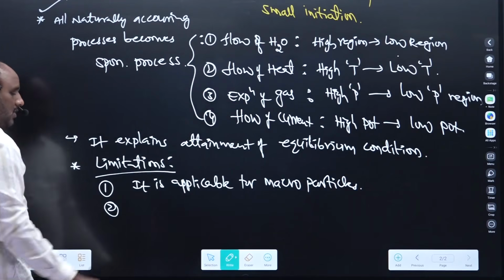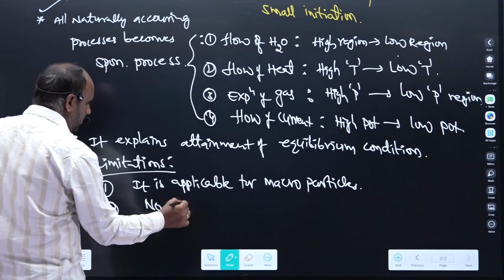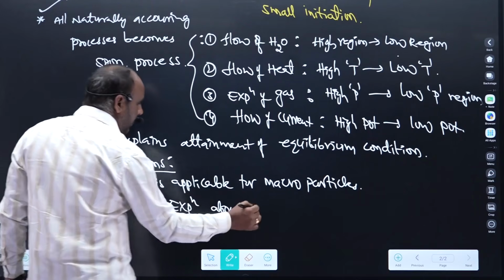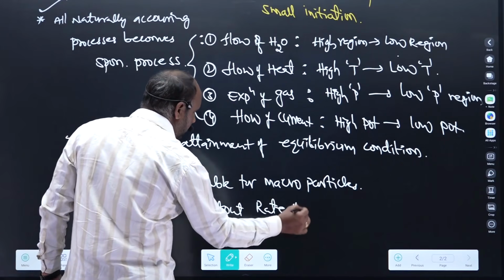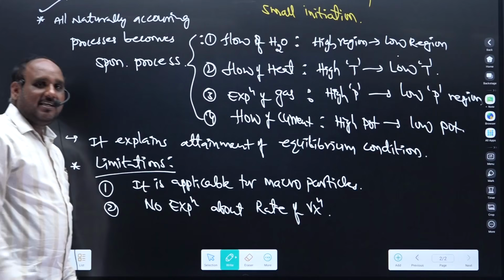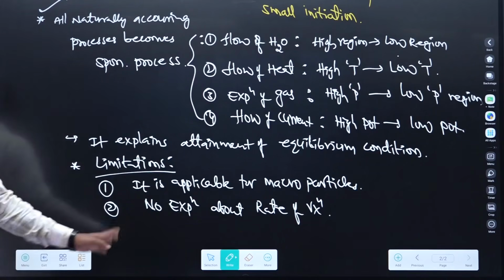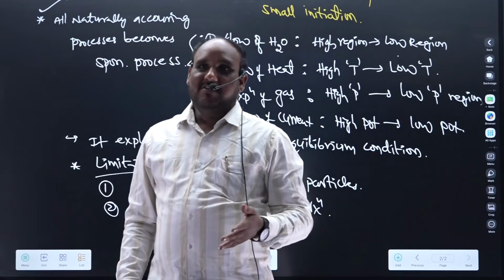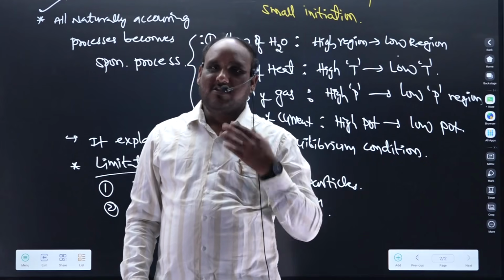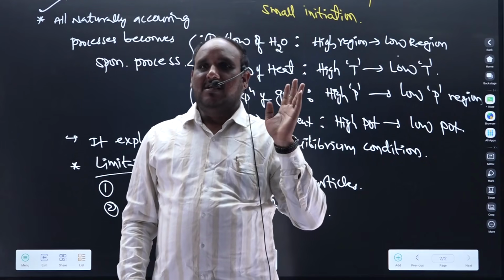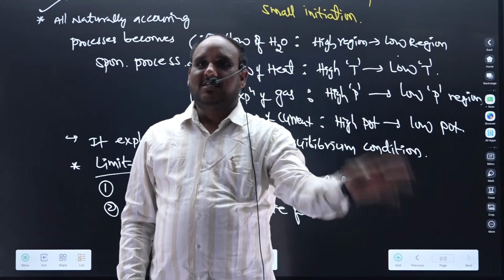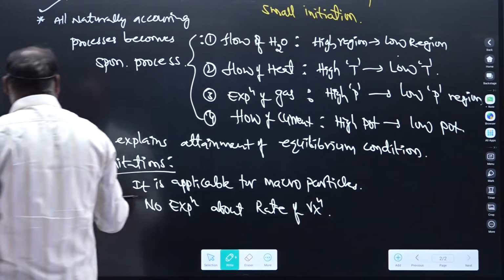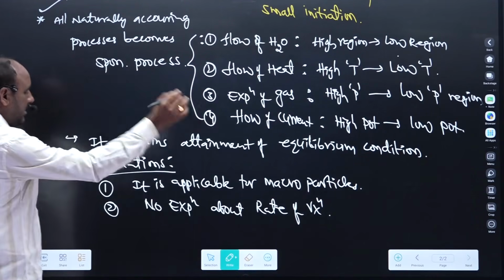Next, no explanation about the rate of the reaction. This means we won't get a kinetic study from thermodynamics. We say many reactions are carried out, even spontaneous, non-spontaneous and equilibrium reactions, but how much time a reaction will take and what its rate of reaction is, we won't discuss in thermodynamics. That is also one of the limitations: no explanation about the rate of reaction.